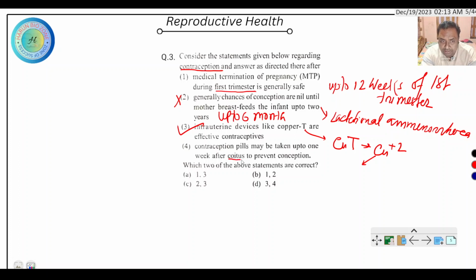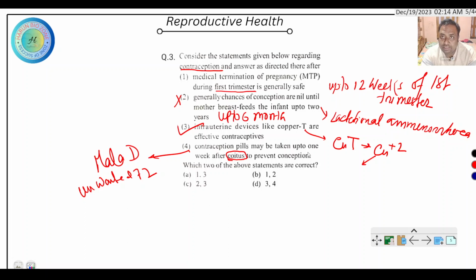Contraception pills may be taken up to 1 week after coitus. What is the meaning of coitus? Coitus means the semen entering the uterus. So here the statement refers to contraception pills, for example Malady and Unwanted 72, which can be used up to 1 week after coitus.